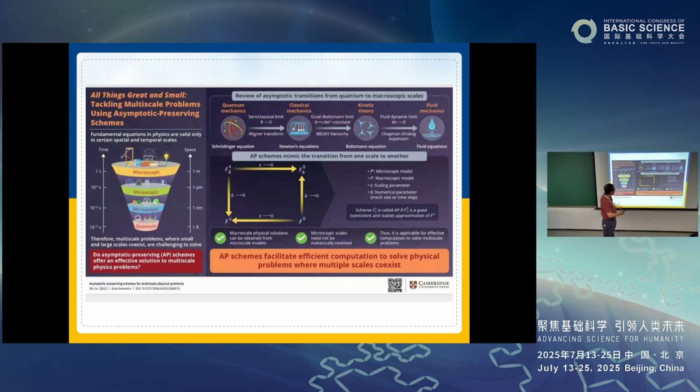So our work is actually a sort of discrete analog of this asymptotic transition. Basically, we want to build numerical schemes which mimic these limits, and those schemes are very useful for computing multi-scale problems. So I will get into those details.